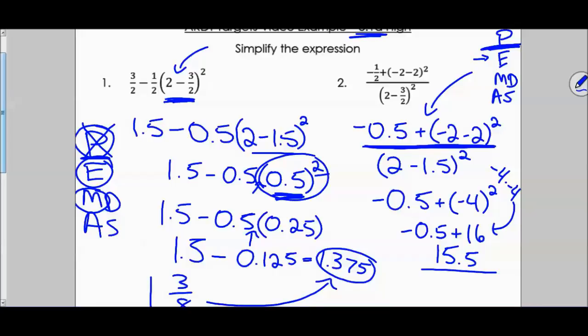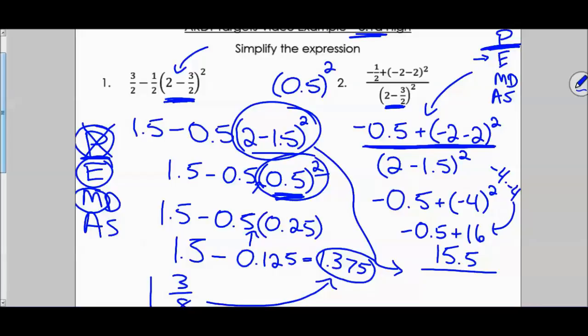Actually, we just did this as the exact same operation that we did over here. So we could just take that number and put it in there. I'll just show you how we got that again. We subtract here. It's 2 minus 1.5 or 0.5. And then we square that. That's 0.25.